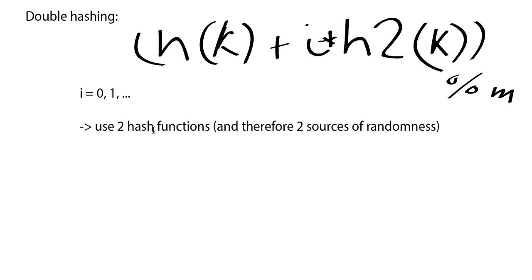So it starts off here at h of k, and initially i is 0, but then if it's taken, then we have this jump sequence, h2 of k, and then 2 times h2 of k, 3 times h2 of k, and we have a jump sequence that goes something like that. So that's also interesting to look at.